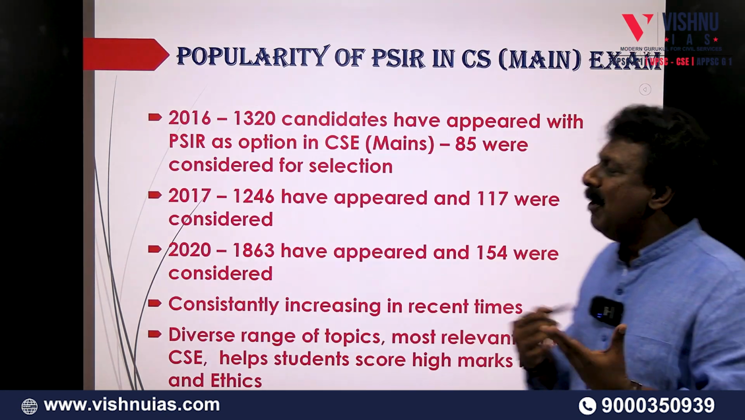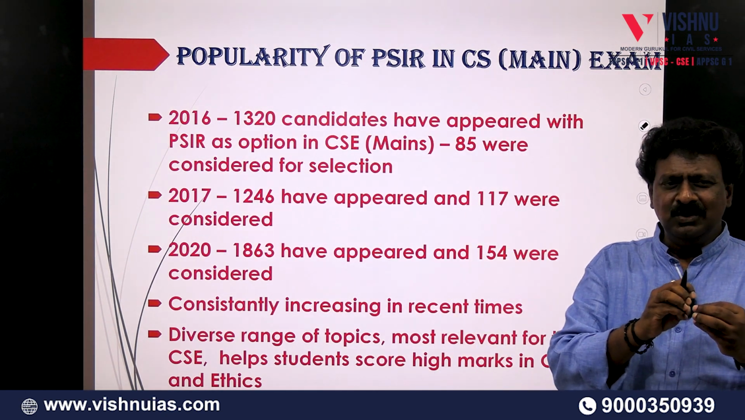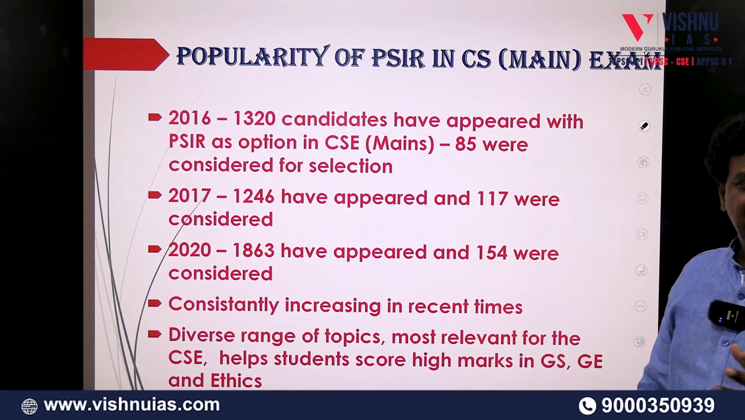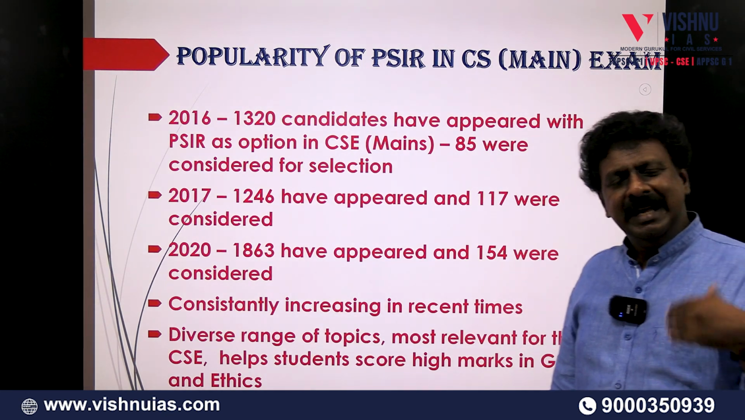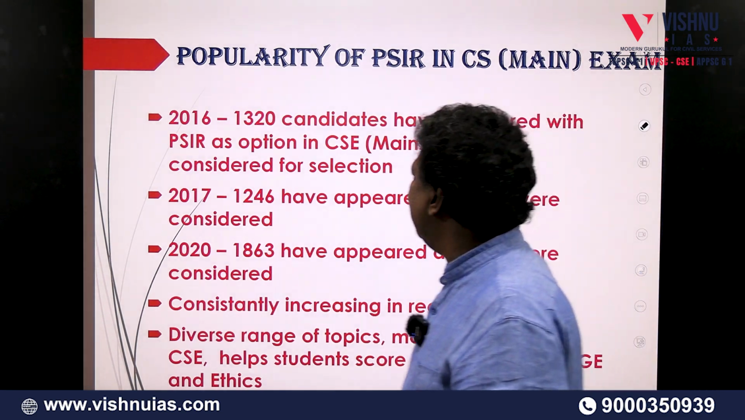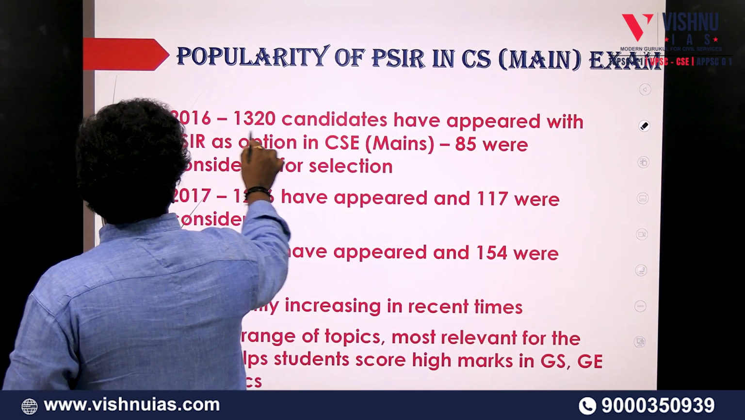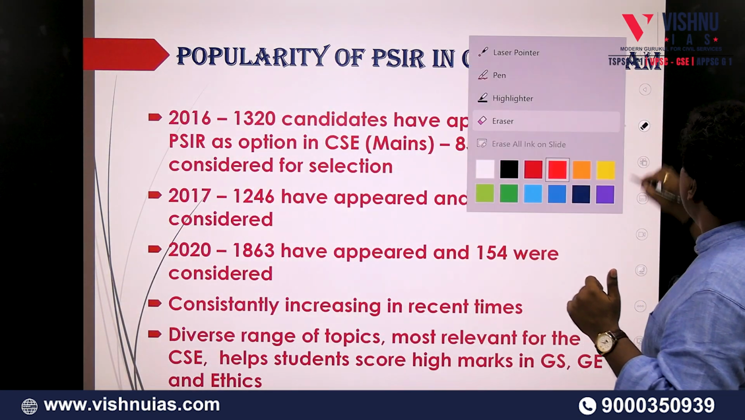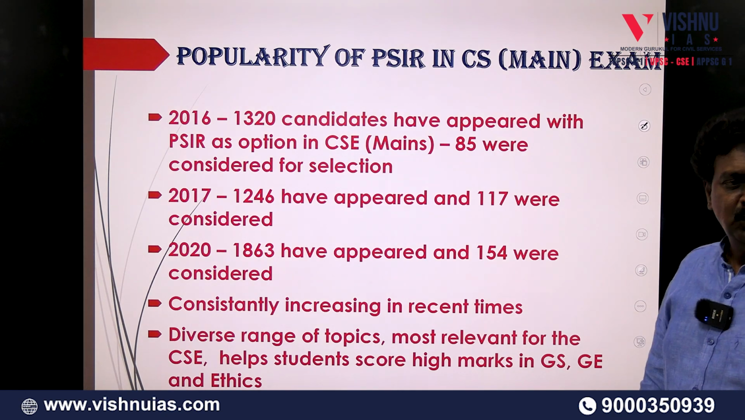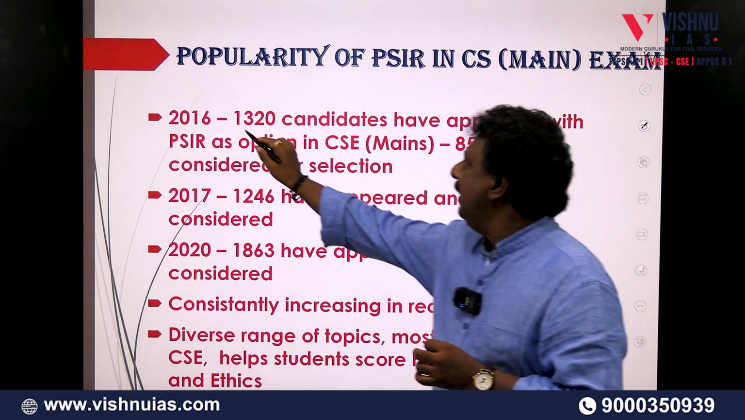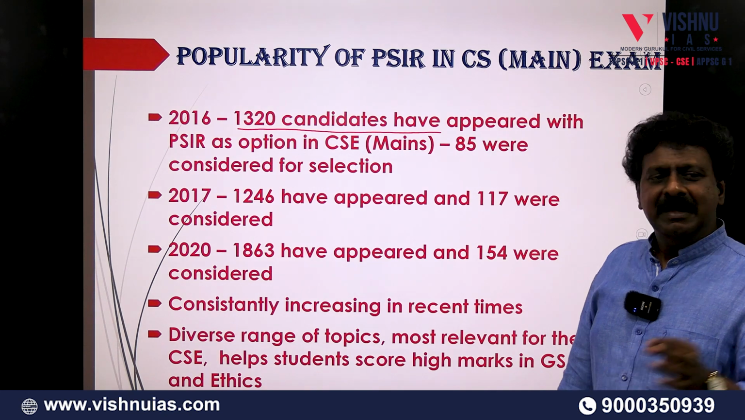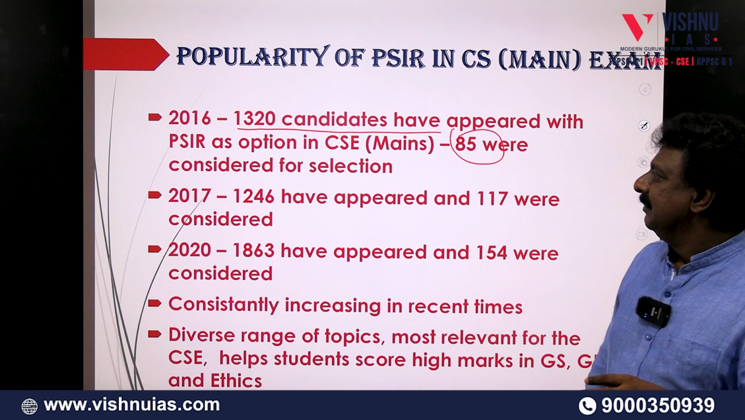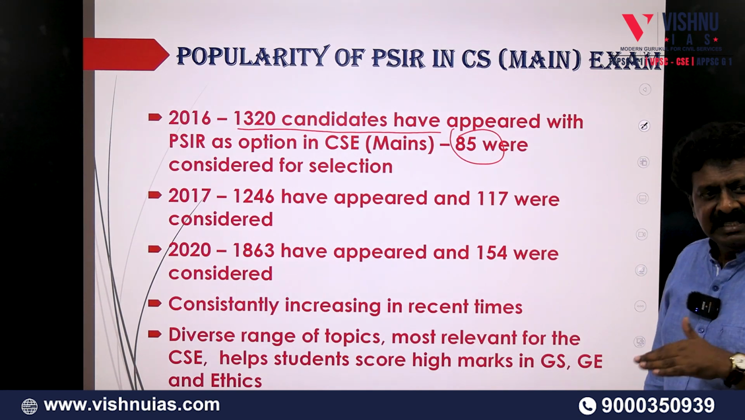Next, popularity. I'm trying to get you to know some facts about political science. Over a period of time, political science as an optional has been gaining more and more popularity. For example, in 2016, 1320 candidates appeared with political science and international relations as an optional for their mains. Of these, 85 were selected, that is, considered for selection.